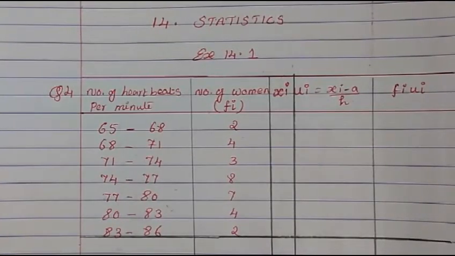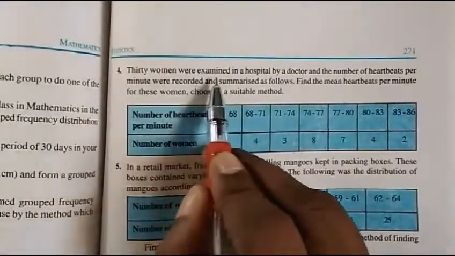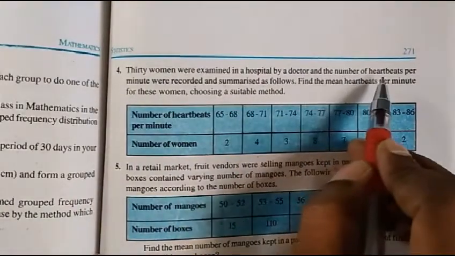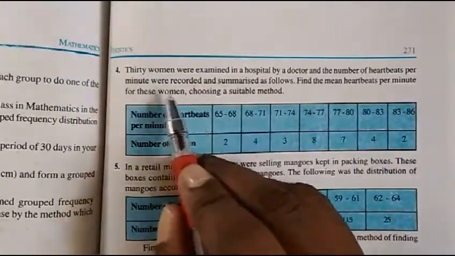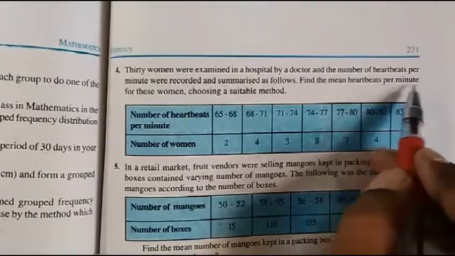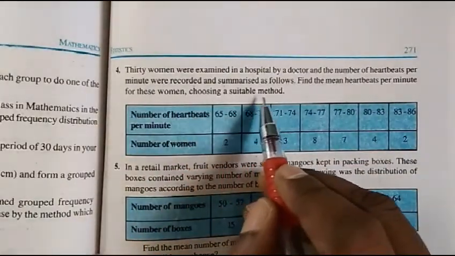We are studying chapter 14 statistics, exercise 14.1, question 4. 30 women were examined in a hospital by a doctor and the number of heartbeats per minute were recorded and summarized as follows. Find the mean heartbeats per minute for these women, choosing a suitable method.